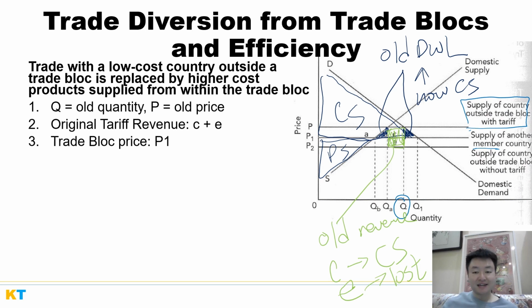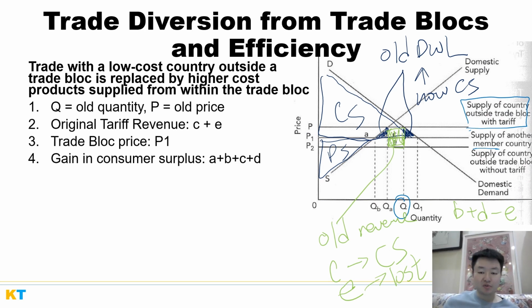So what's the net gain? Well, the net gain is going to be the difference between B and D minus E. And so E might be bigger than B and D, and if that's the case, then there actually is a net loss, and it's not good for the welfare of the economy. And so gain in consumer surplus in this situation is still going to be A, B, C, D, all of this.